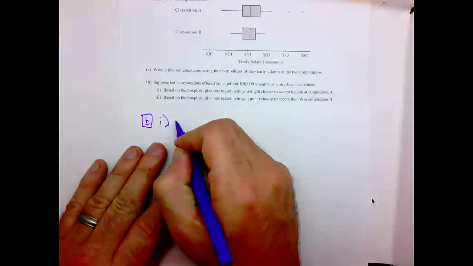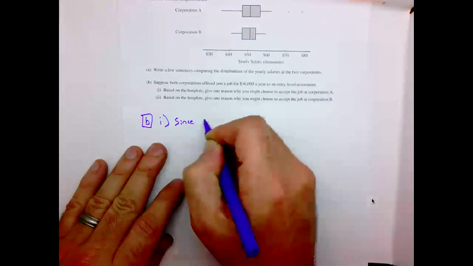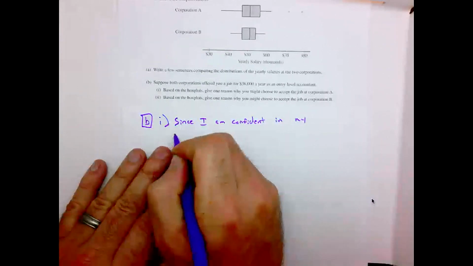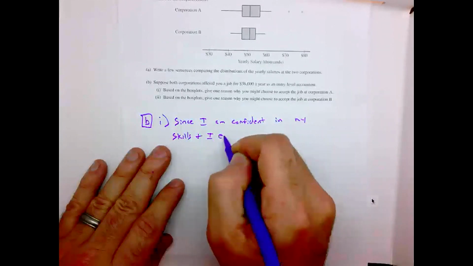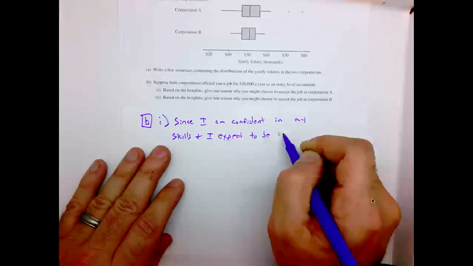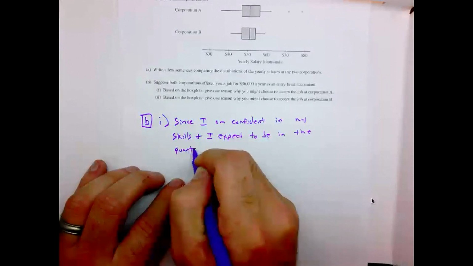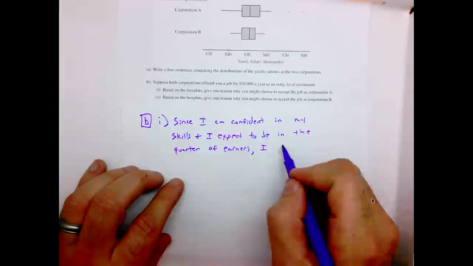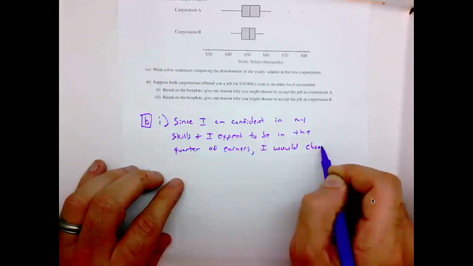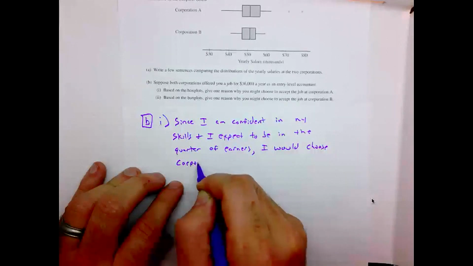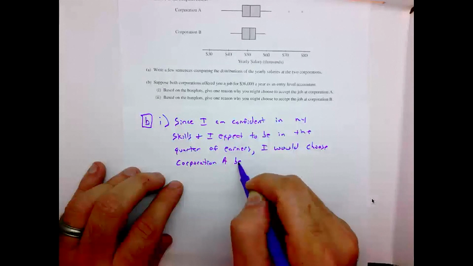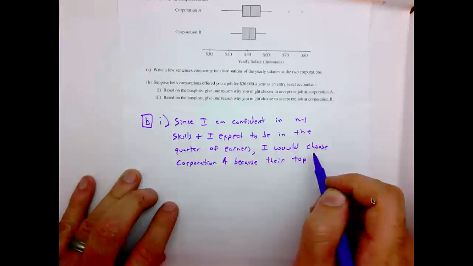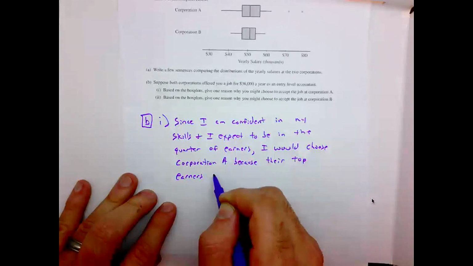Okay, so since I am confident in my skills and I expect to be in the top quarter of earners, I would choose Corporation A because their top earners make more money.